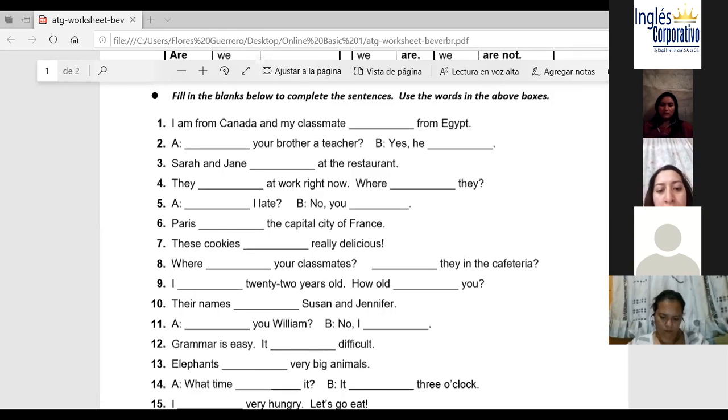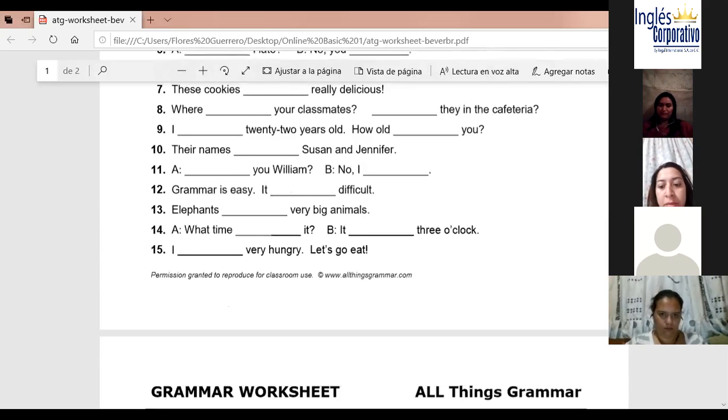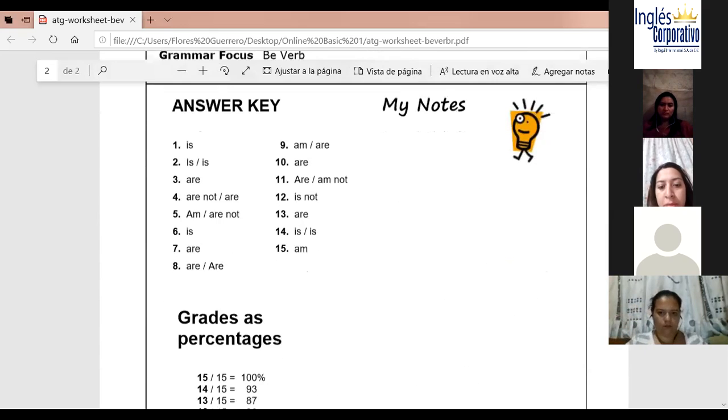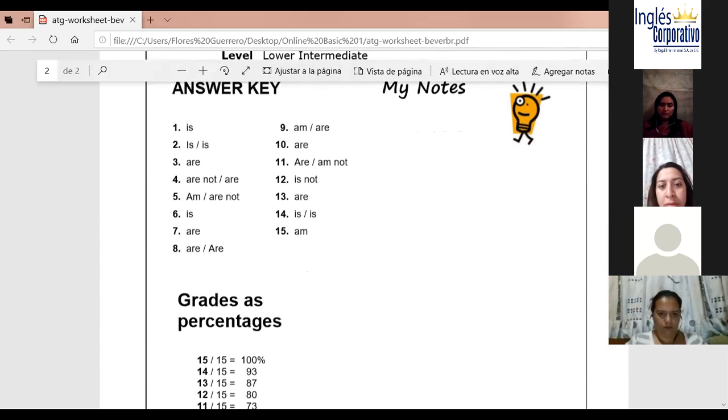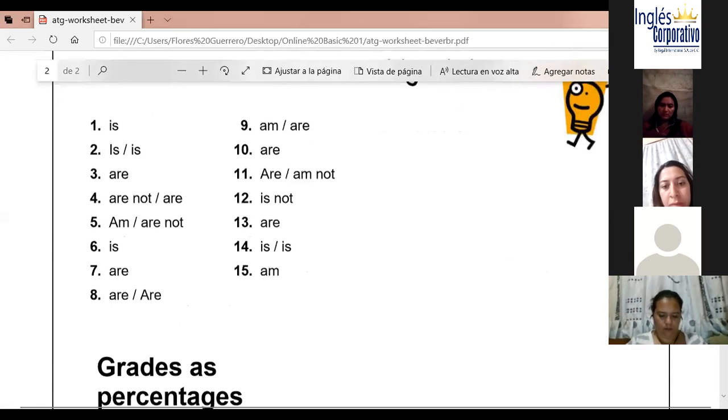Finished? Okay. How many of you have finished? ¿Ya casi todos terminaron? Van a chequear sus respuestas a ver qué tal les fue. Here you have the answers. Ahí vayan poniéndose en su chequecito o una crucita, no sé cómo califican.